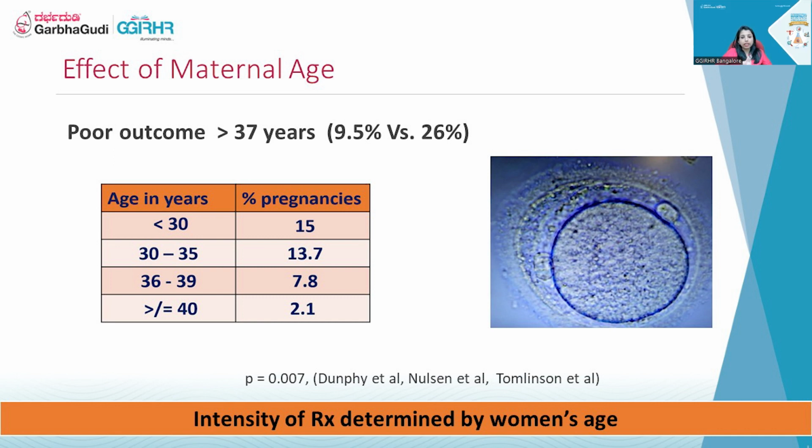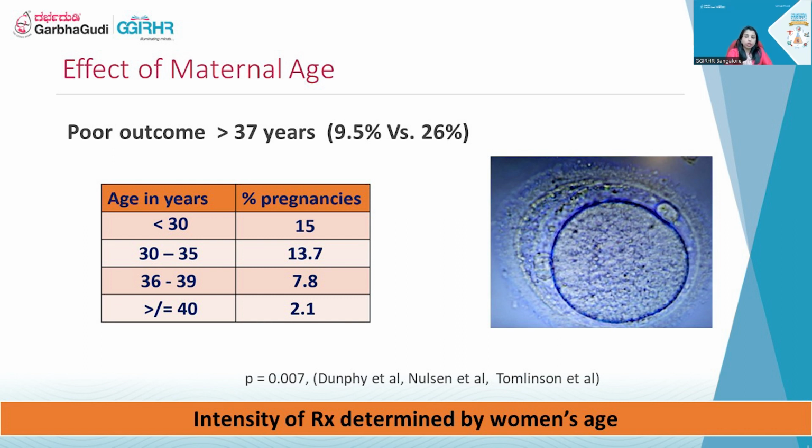Now you can see that this is a study which was published where, according to the age, they have determined the success rates in various studies. When the maternal age is less than 30, you can expect a success rate of 15% per cycle. As the maternal age increases, between 30 to 35, 14% success rates, between 36 to 39, about 7.8% success rates. And when the maternal age crosses 40, it's hardly 2%, owing to a lot of aneuploidy in the oocytes which are ovulated.